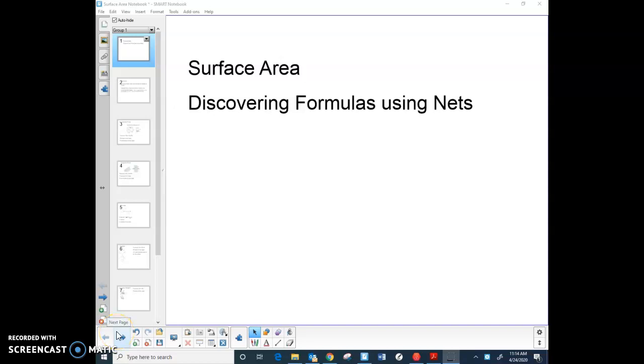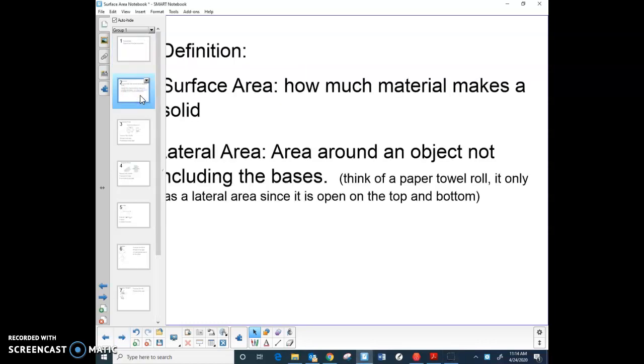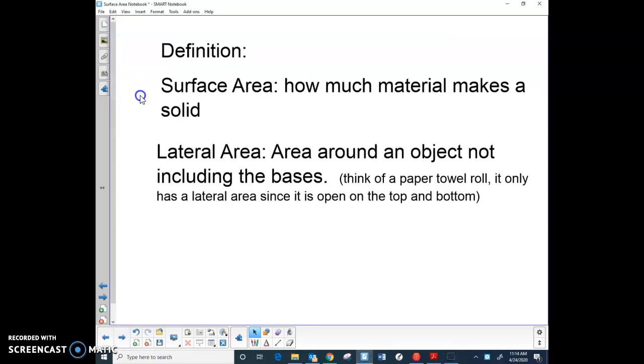Alright, welcome back. Today we're going to talk about surface area. We're mostly going to talk about formulas and what's called nets. Alright, so surface area is simply how much material it takes to make a solid.